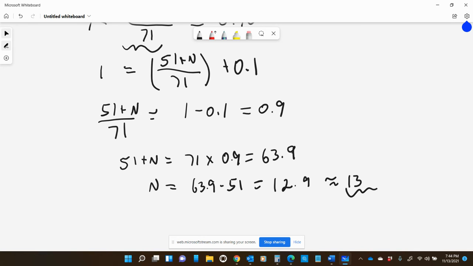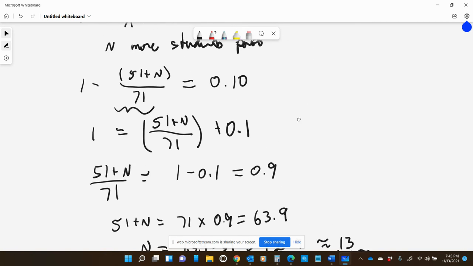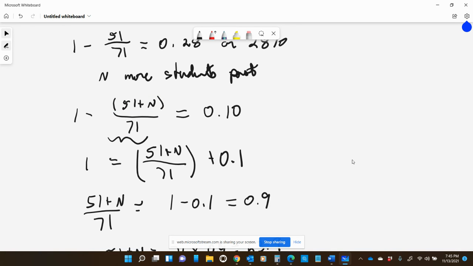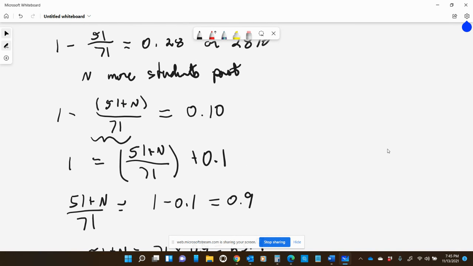The closest is 13. So 13 additional students have to post to bring the number of students who haven't posted down to about 0.1. I mean, we can check it. Let's plug it back into our formula up here. So I said that n should be 13, so let's put 13 in there. 1 minus (51 plus 13) over 71 equals, well, I know it's going to be slightly less than 0.1 because remember, n was 12.9. So let's go figure it out.